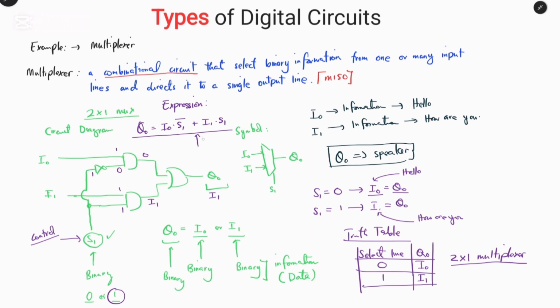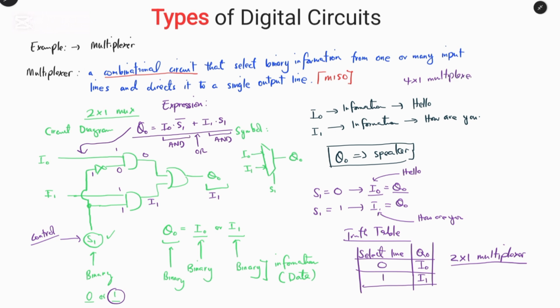So this plus represents our OR gate, and this expression represents the 2 AND gates. We normally derive the expression from the circuit diagram, and it is also related to the truth table. So this is a 2 by 1 multiplexer. Now let us look at the 4 by 1 multiplexer.